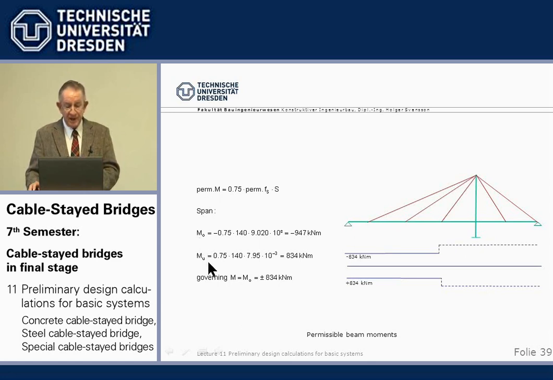Okay, then we come to the moment here: 75% of the permissible steel stress we used for SD37 times the section modulus at the bottom. So I just concentrate on this: this selected steel cross-section has a permissible moment of plus minus 834 kilonewton meter.